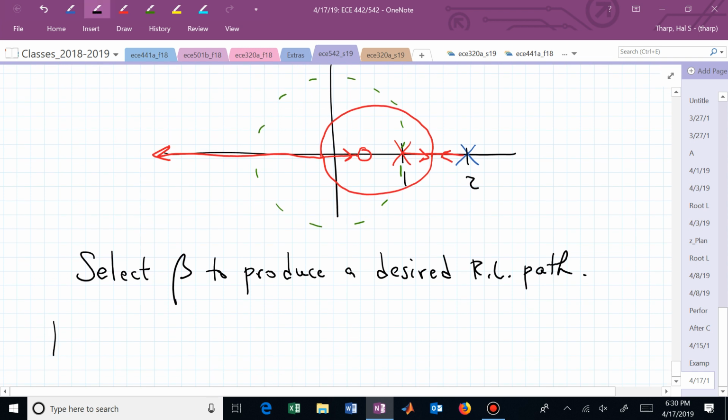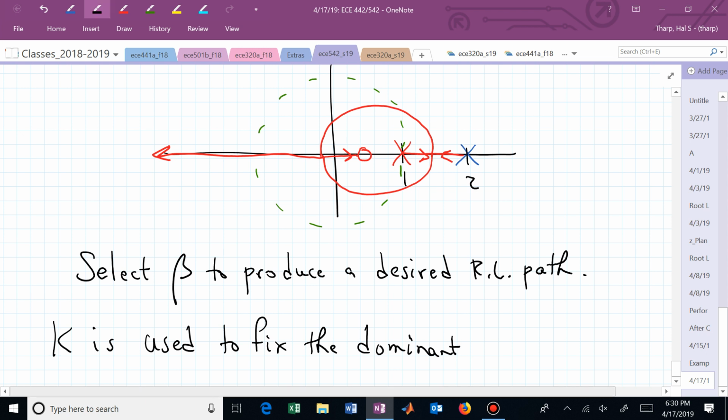And then K is actually used to fix the dominant poles at a desired location on the root locus. So K is used to fix the dominant closed loop poles.